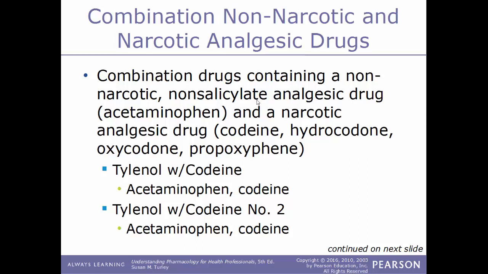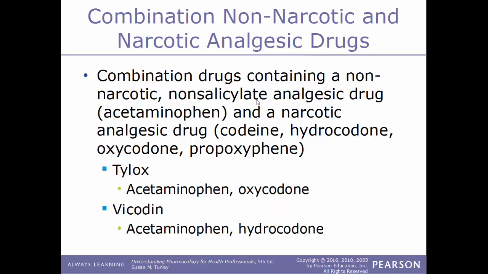You have Tylenol with codeine number 2. You have Tylenol with codeine number 3. And Tylenol with codeine number 4. All four of these have the same components, but it's the overall strength that will make them different. So Tylox, a combination of acetaminophen and oxycodone. And Vicodin, a combination of acetaminophen and hydrocodone.